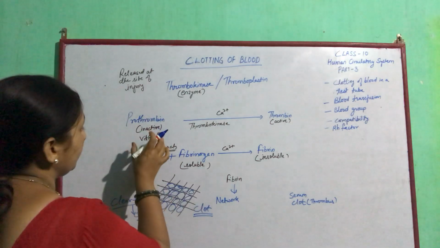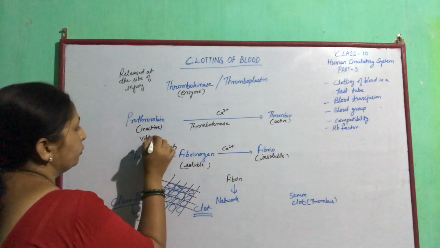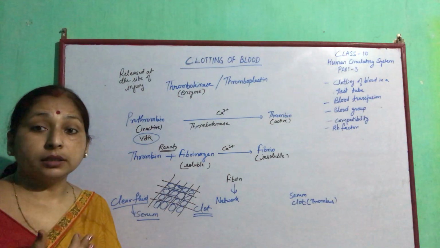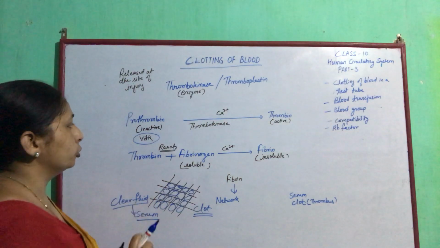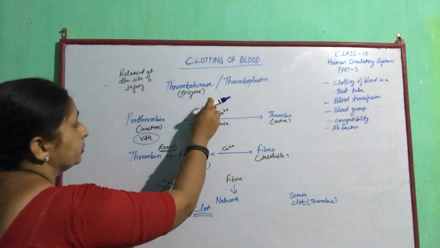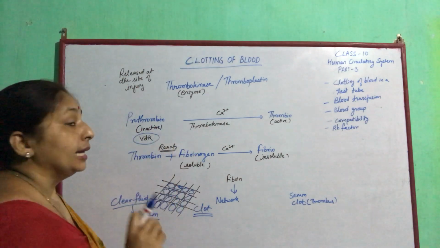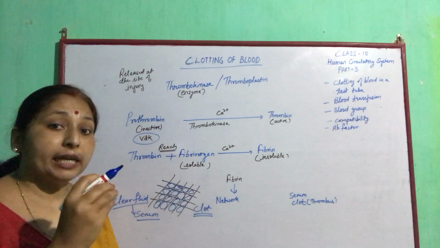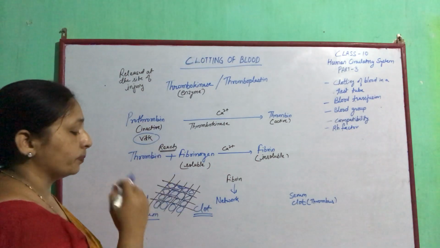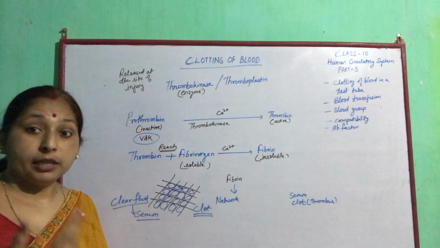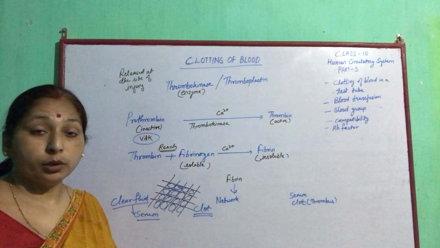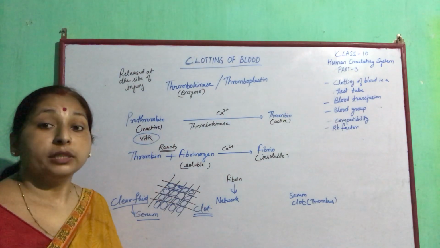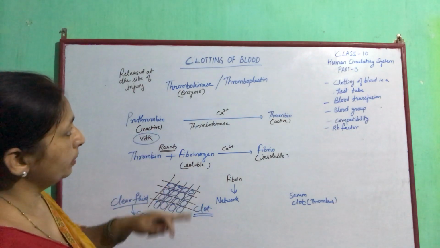Now here, I have not explained the role of vitamin K. The role of vitamin K is that it helps in the formation of prothrombin. So deficiency of calcium ions or deficiency of vitamin K may lead to improper clotting or delayed clotting of blood, which may lead to excess blood flow, and excess blood flow may lead to death of the person also. So this is all about the clotting.